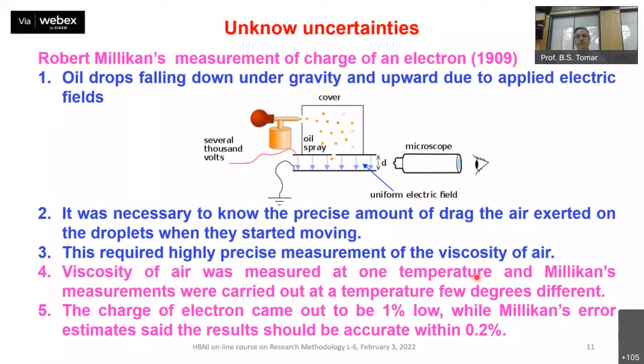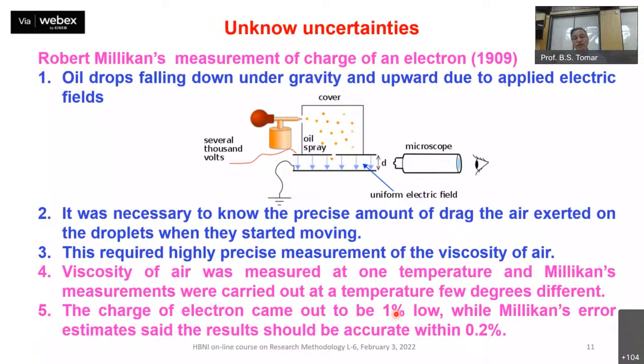And because of this difference in the temperature of the experiment and the temperature at which the viscosity of air was measured, the charge of electron came out to be 1% low, while Millikan's estimate said results should be accurate within 0.2%. So Millikan published the results with an accuracy of 0.2%, but actually it was 1% low. It was only after some time that new experiments were proposed, then the actual value was found out.